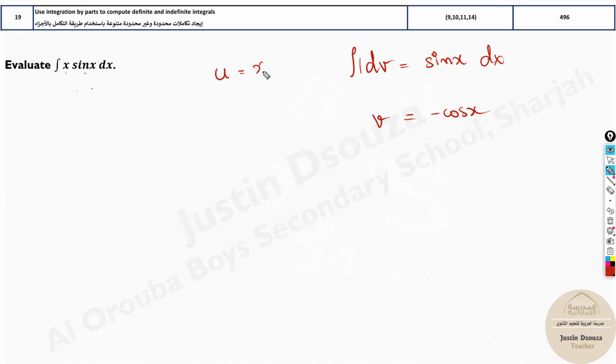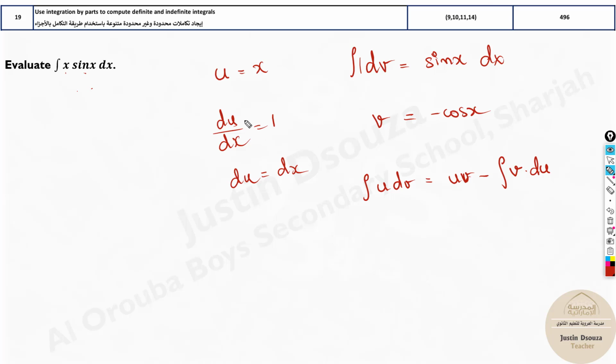So what is remaining here? It is x, and du with respect to x will be 1. Or you can just write du is equal to dx. So now we have all that is required. Let's write the formula. The integral of u times dv is given as uv minus the integral of v, again this v itself, times du this time.